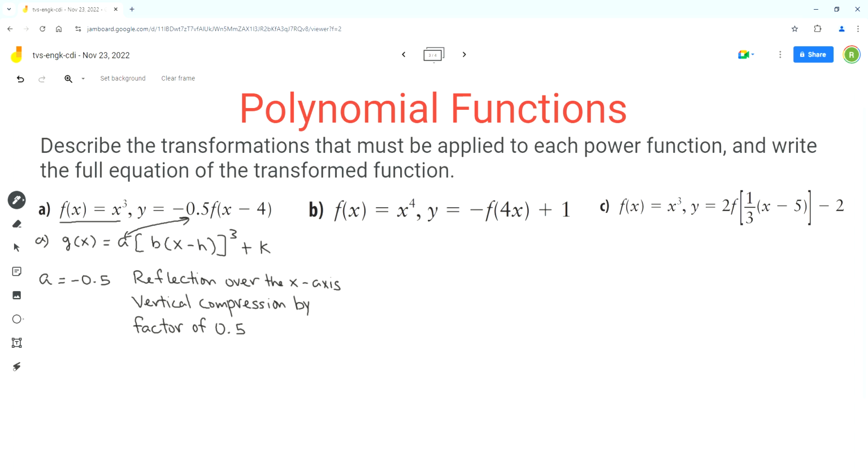Next we can write the b value. B value is the number being multiplied to x in the function. As per the given transformation, the coefficient in front of the parentheses in the function is an invisible 1. So there's a 1 here, but we don't show 1 as a coefficient. So b is equal to 1. For b equals 1, there is no transformation.